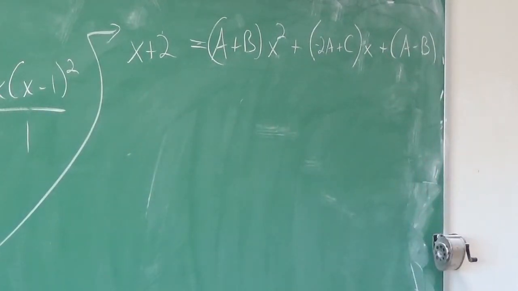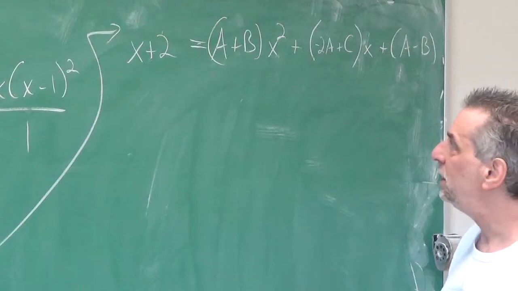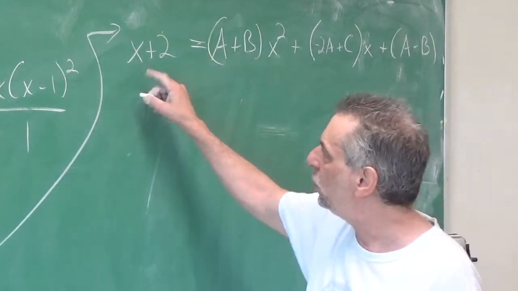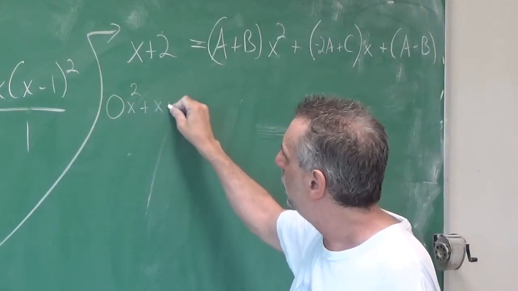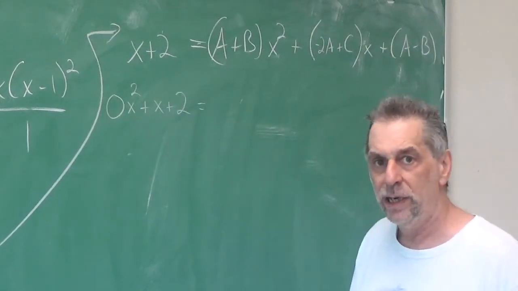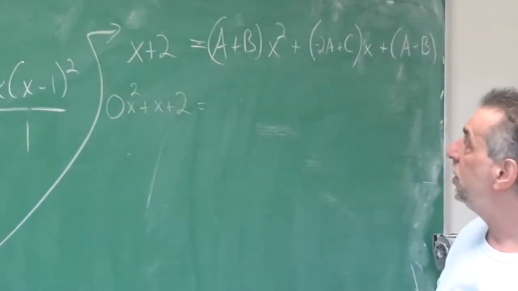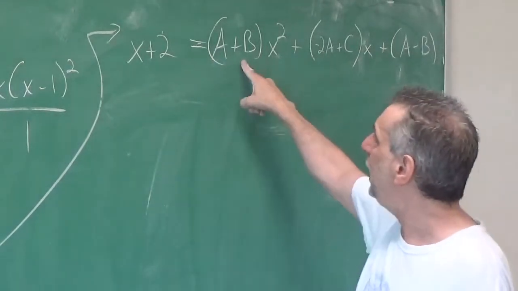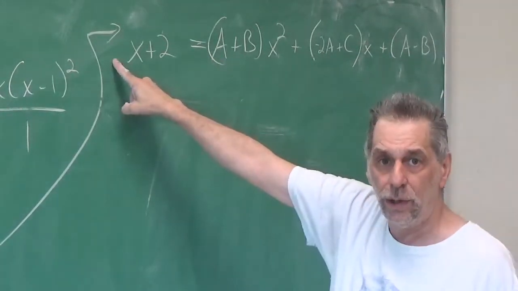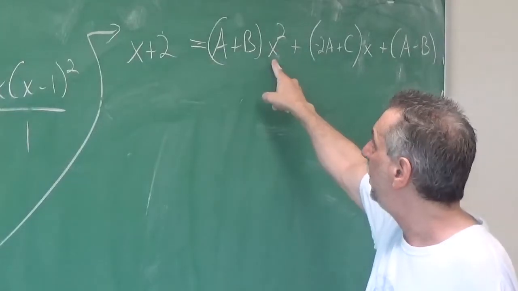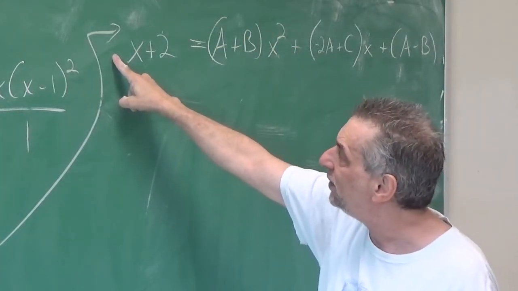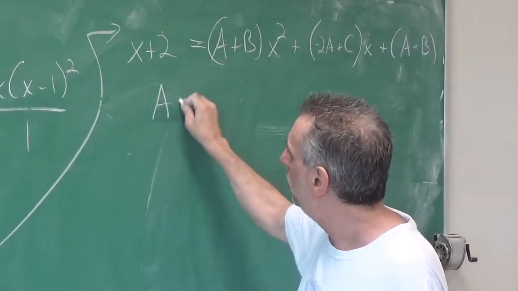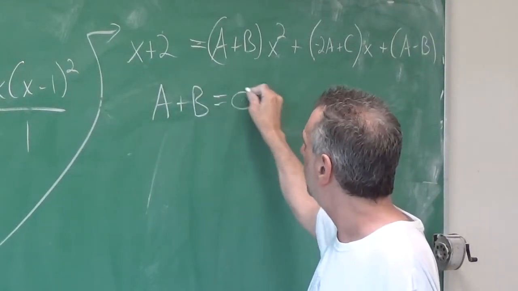And now again, we're back to where we were. We're going to set up now a system of 3 equations. Now there's no x squared term over here, so think about it as 0x squared. Right? So we can come up with the solutions here. So the a plus b has to equal 0. Right? The number in front of x squared on the right-hand side has to be the same as the number in front of x squared on the left-hand side. So a plus b must equal 0.